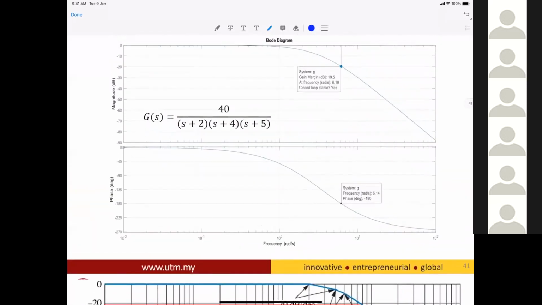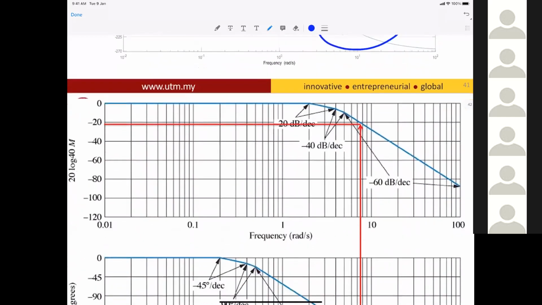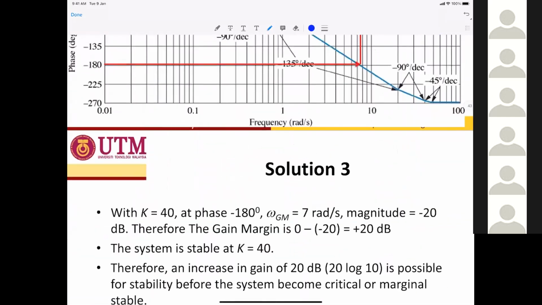Any question? Yes, doctor. How do we get the range of gain from that plot? There's a way on it.